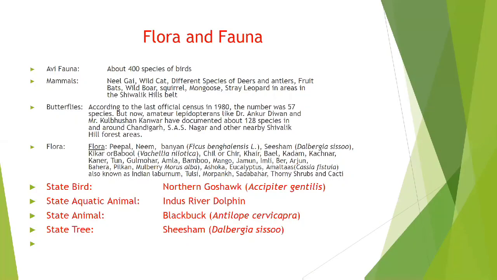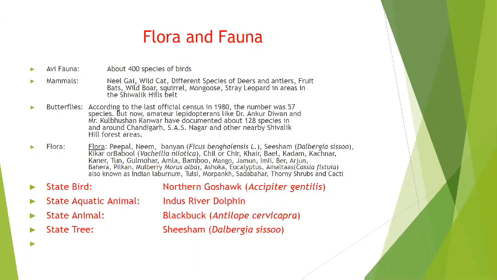And then, coming to the butterflies. According to the last official census in 1980, the number of species in Punjab was 57, but that was never upgraded. However, now amateur lepidopterists like Dr. Ankur Devan from Panchkula, he's an orthopedic surgeon by profession, and Mr. Kulbhushan Kummer from Chandigarh, they have documented about 128 species in and around Chandigarh. Mr. Kulbhushan Kummer has documented actually 130 according to him, in and around Chandigarh, SAS Nagar area and nearby Shivalik Hill forest areas.